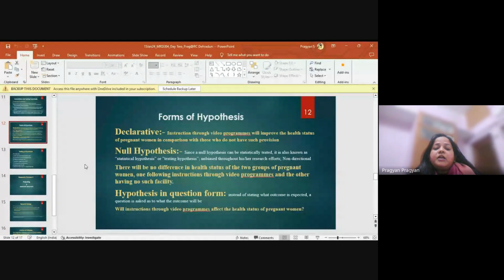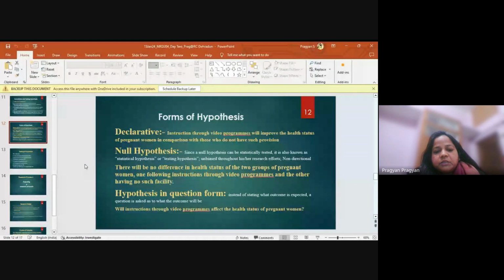Then the third one is going to be very important, and that is the null hypothesis. Because it is always going to be statistically tested, it is also known as statistical hypothesis. In the case of the null hypothesis, we try to understand the significance of a particular variable by testing it statistically. And in the case of declarative and hypothesis in question form, we can see that there is a set direction.